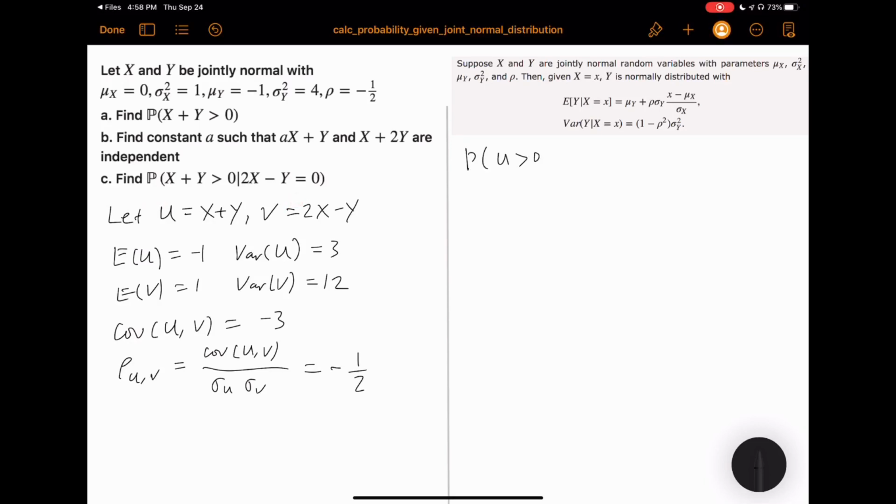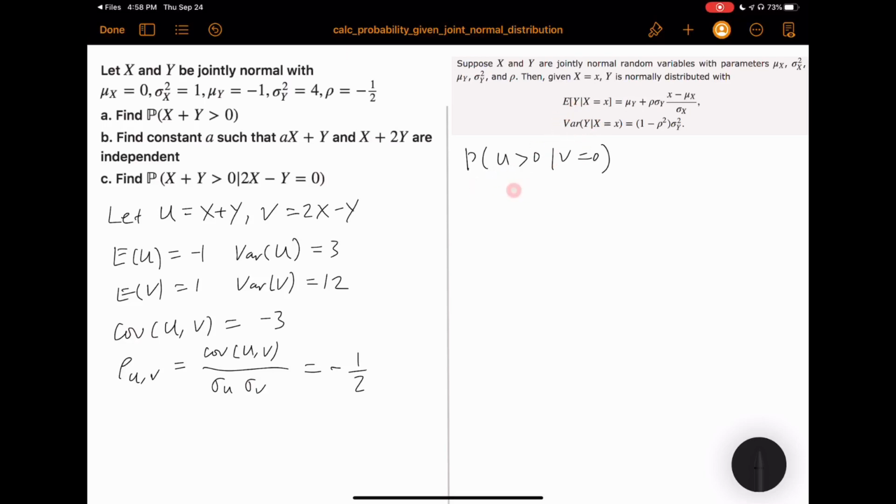So now what we try to calculate is the probability of u greater than 0 given v equals 0. We know that now u and v are jointly normal, and we have a theorem that basically says that if x and y are jointly normal, then the distribution of y given x is normal with the mean given by this formula and the variance given by this formula. So based on this theorem, because u and v are jointly normal, given v equals 0, u is normally distributed, and we can calculate the mean and the variance of this normal distribution using these formulas.